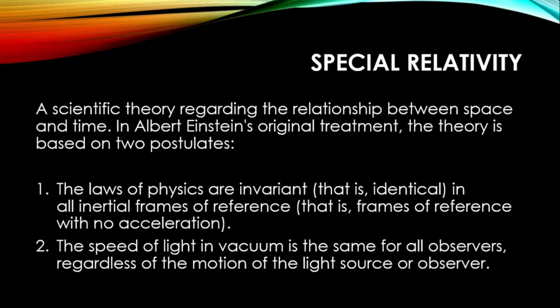The second postulate is that the speed of light in a vacuum is the same for all observers, regardless of the motion of the light source or the observer. So these are the two postulates with regards to the special relativity of Albert Einstein.